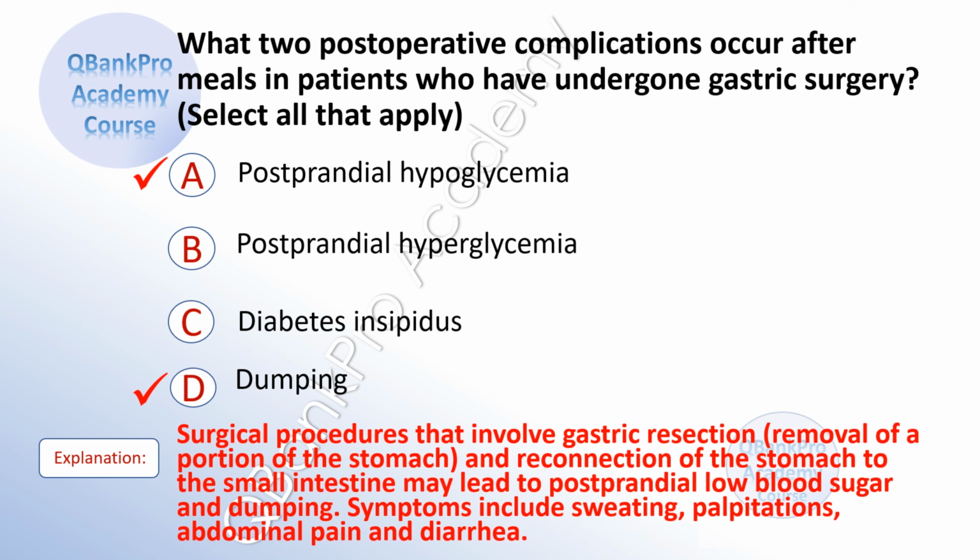The correct answer is A. Postprandial hypoglycemia, and D. Dumping. Explanation. Surgical procedures that involve gastric resection, removal of a portion of the stomach, and reconnection of the stomach to the small intestine may lead to postprandial low blood sugar and dumping. Symptoms include sweating, palpitations, abdominal pain, and diarrhea.